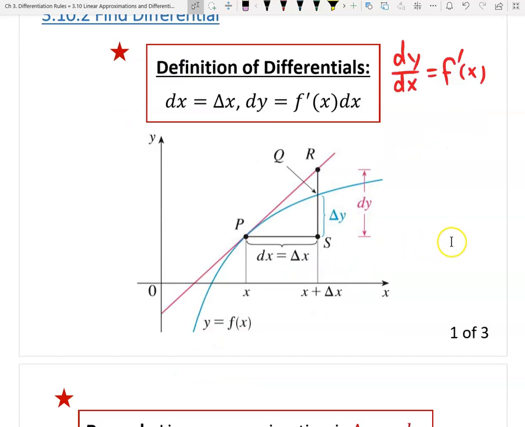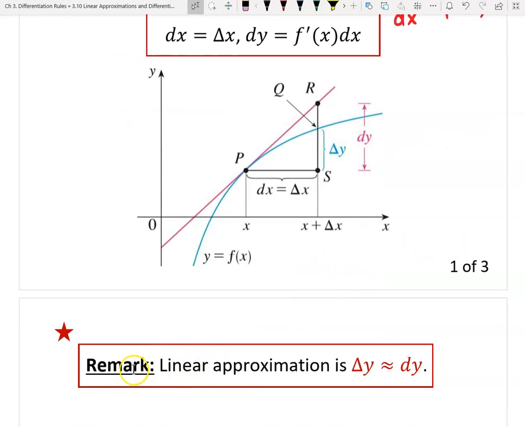We can get another result. Can you see the remark? We can change the linear approximation into this statement, which means delta y can be approximated by the differential. This is the final meaning of what the differential means. The differential means an approximation to the increment of y, or to the difference, or to the rise of y. So let's look at this graph again.